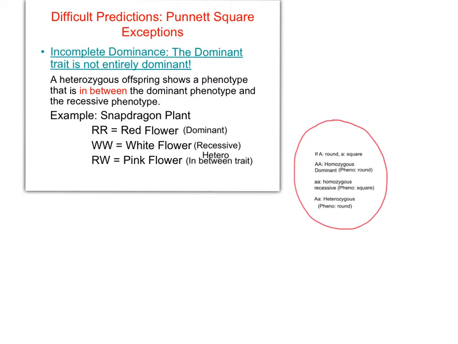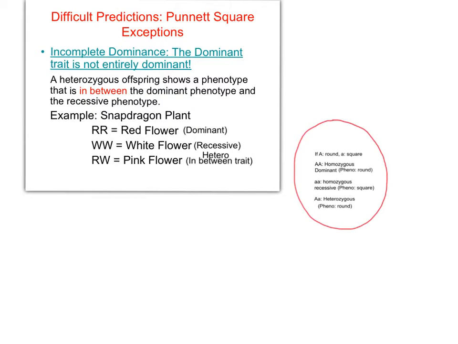I've taken a basic trait for body shape, round and square, and I've assigned a dominant allele and also a recessive allele. So take a look at the genotypes as well as the phenotypes that are possible for this particular trait, and you'll notice it's nothing different from what we've been talking about. But these rules are going to change very, very shortly in two particular situations entitled Punnett square exceptions.